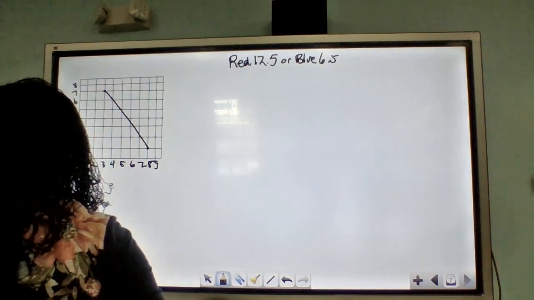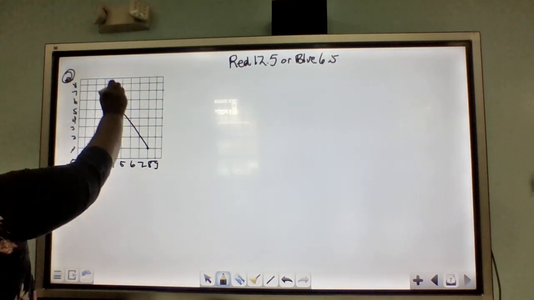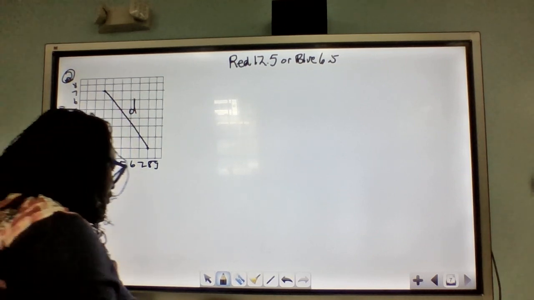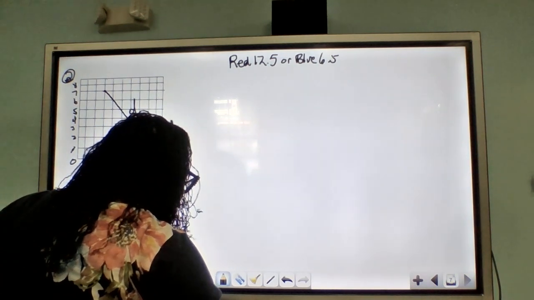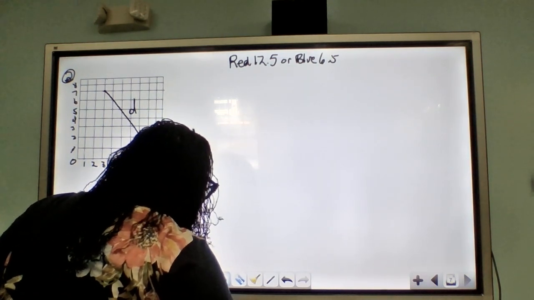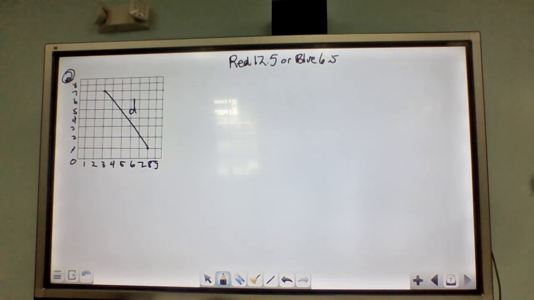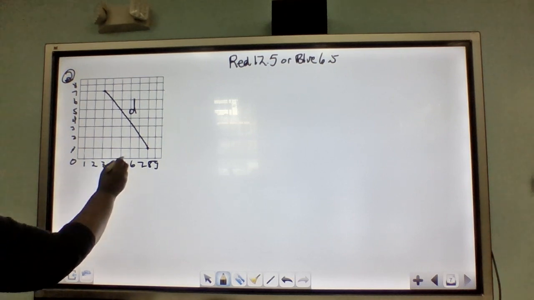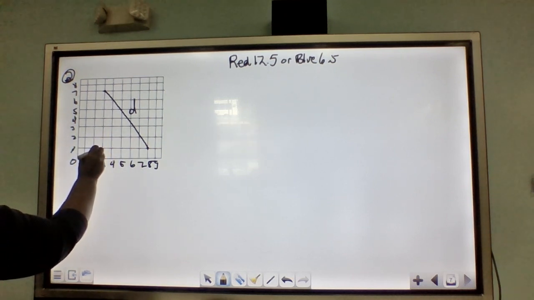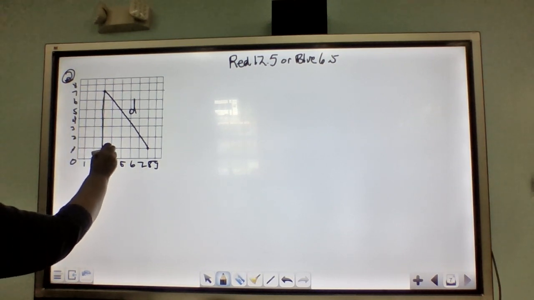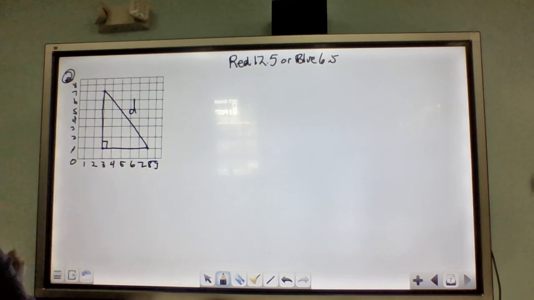On number 2, it asks us to find the distance. It says find the distance D, round your answer to the nearest tenth. So what you find here is that this is based on the Pythagorean theorem. This would be a right triangle, that if you were to complete it, this would meet here, here, and you would complete this triangle, which would make it a right triangle.